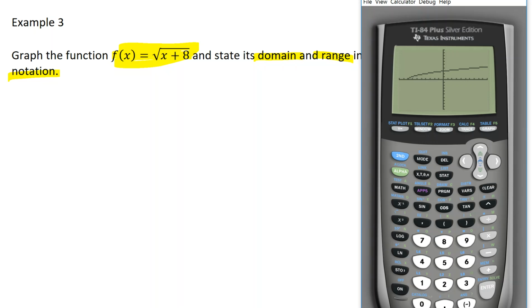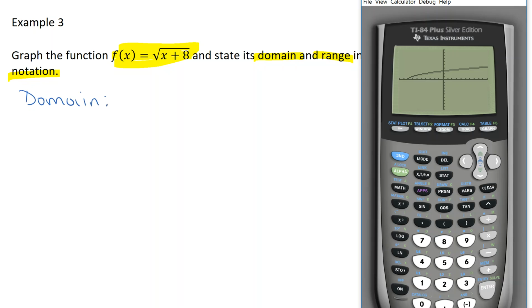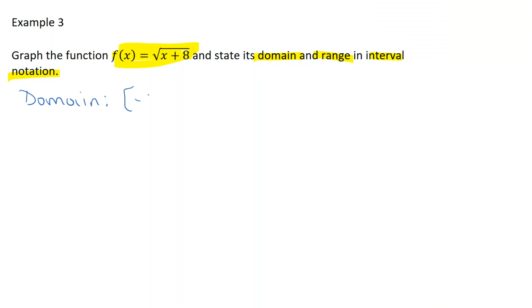Now let's give the domain. The domain is all valid x's. You notice that if x is right here, I have an output right here. If x is -6, there's a function here. If x is -8, this right here is -8, then the function is 0. But if x is -9, there is no function corresponding to that input. So basically the domain is -8 to infinity, and we include -8.